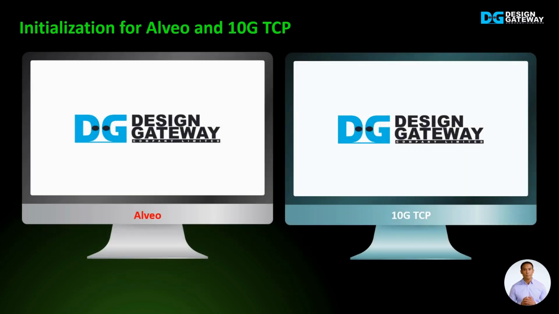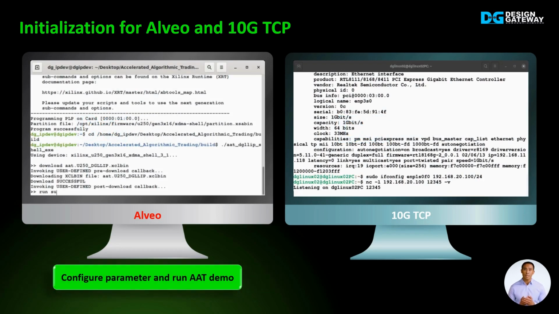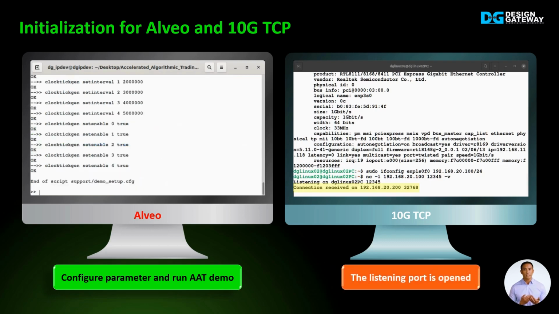Once all three systems, turnkey system, TCP test PC, and UDP test PC are set up and ready, we can proceed to illustrate the AAT demo. The user enters run command to call and execute the AAT script file on the turnkey's terminal. The script file contains commands for setting parameters, initializing, and establishing a connection to the TCP test PC. If the AAT initialization is successful, you will see the message connection received on the TCP test PC's terminal. Now, the AAT demo is ready to run. We can proceed to run the demo.